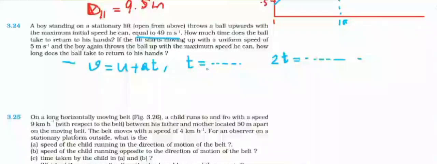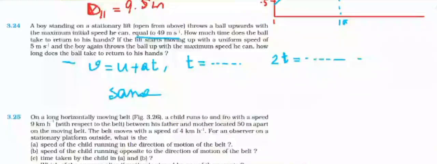Now, if the lift starts moving up with the uniform speed of 5 meter per second, and the boy again throws the ball with the maximum speed he can, how long does the ball take to return back to his hands? So again, the time will be the same. So what is the reason for the same time?